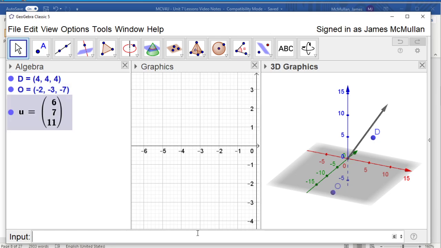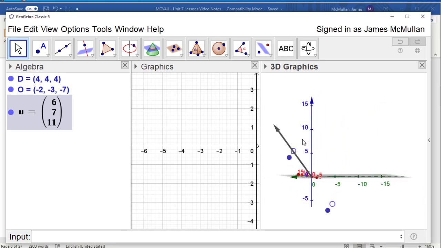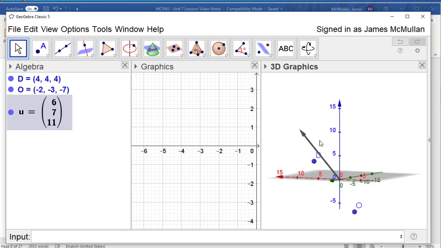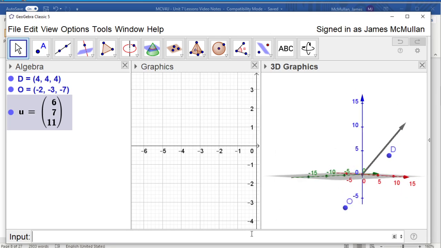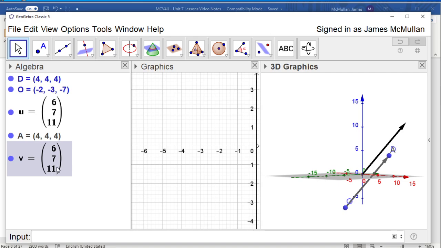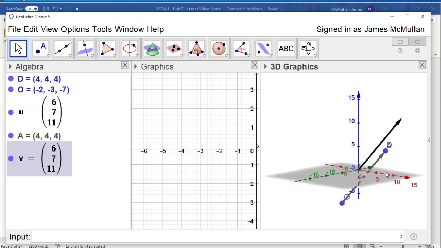Now, of course, this vector by itself has nothing to do with either of those points. The vector is just the instructions for how to get from one point to the other. But if I were to do O plus u, if I start at O and then add this vector, I'm going to end up at D. And if I do vector OD, I get the same thing as vector u, right? 6, 7, 11.